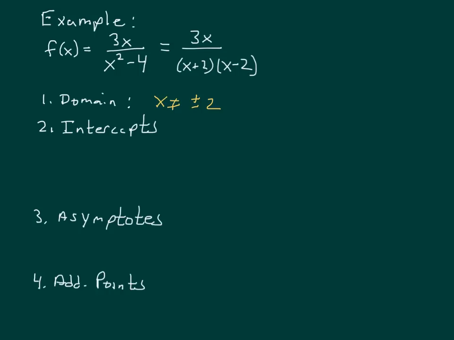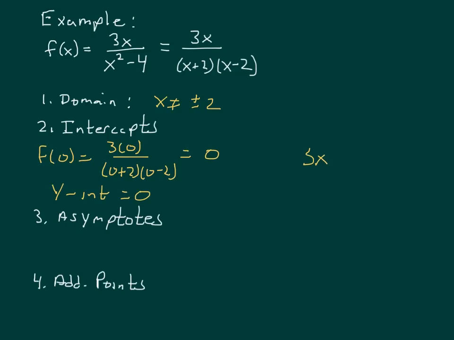The next thing we have to do is identify the intercepts. We find the y-intercept by letting x equal 0. So f of 0 in this case is 3 times 0 over 0 plus 2 times 0 minus 2, and that result is 0. So my y-intercept is 0. For the x-intercept, we just let the numerator equal 0. So I'm going to let 3x equal 0, and when I solve for x, I get x equals 0 there as well. So there's only one x-intercept, and the y-intercept is at the same point. My x-intercept and y-intercept are both just the origin, 0, 0.